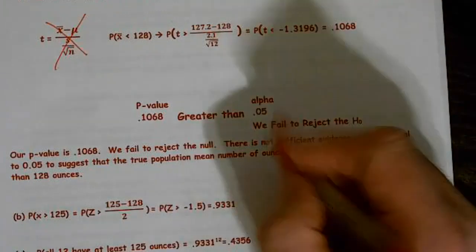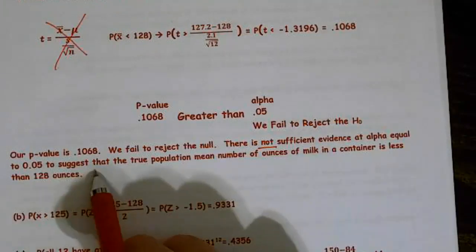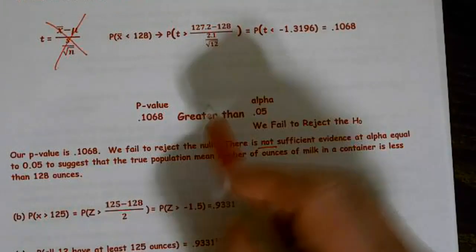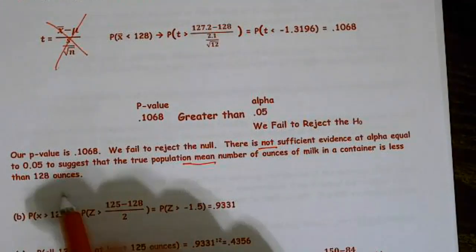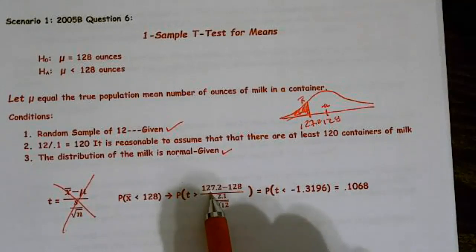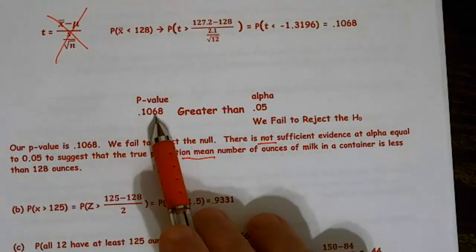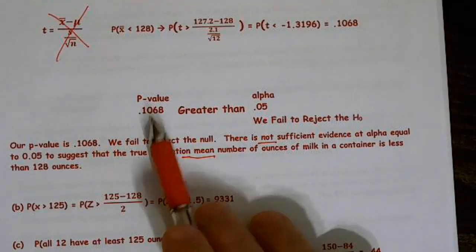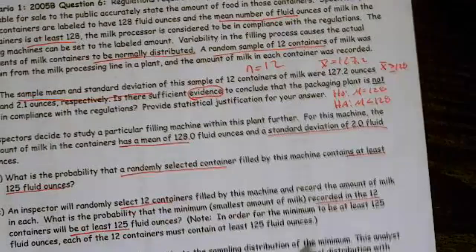There is not sufficient evidence at alpha equal 0.05 to suggest the true population mean number of ounces of milk in a container is less than 128. That answers the question, because basically we're saying we have some evidence that it's less than 128, because our sample is certainly less than 128. But what we know is that could happen by random chance alone about 11% of the time, 10.68% of the time. All right, moving on to part B.